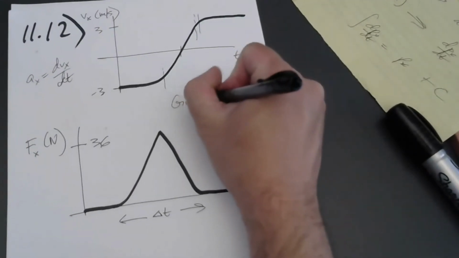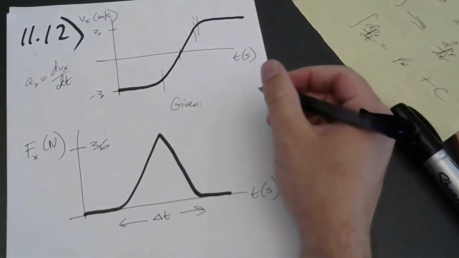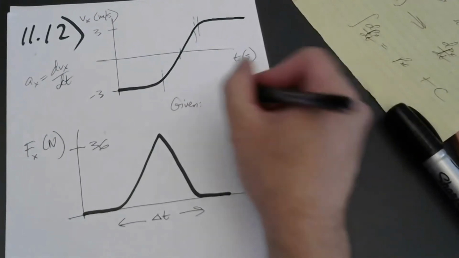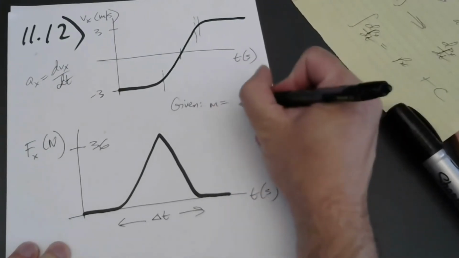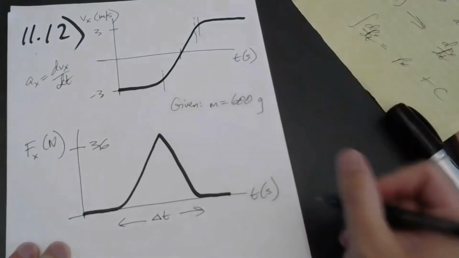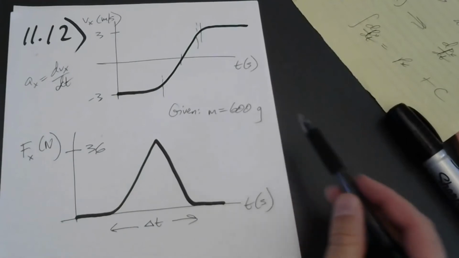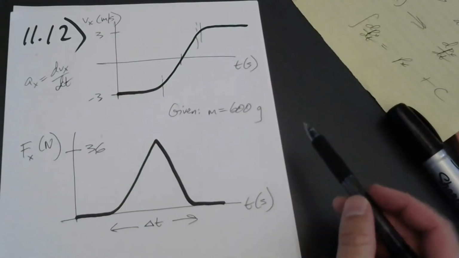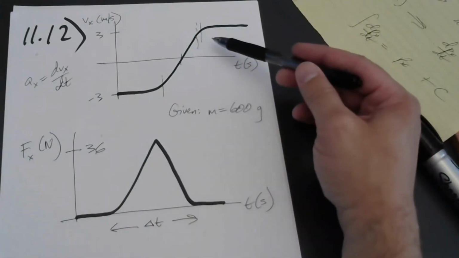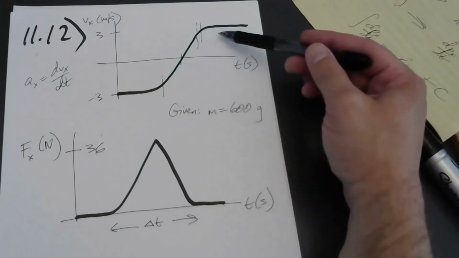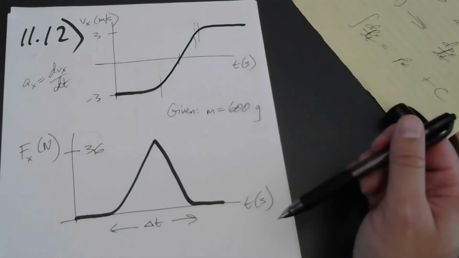So given all the information in the graph and the fact that the glider has a mass, we're told that the glider has a mass of 600 grams. We're going to need that. Once we find the change in momentum, we'll divide out the mass to get velocity, I suppose, or do that same process inside out. You'll see, because we actually know the final and initial velocities here.